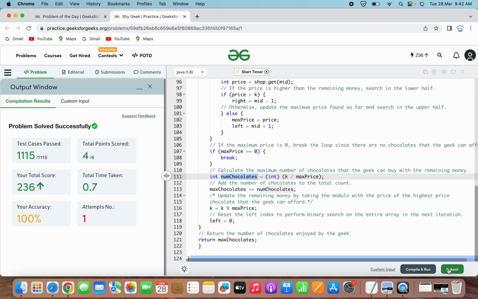If he has that much money in his pocket and if that many chocolates are available in the shop, then at max it can go up to 50 times. So that's why the total time complexity is in the order of big-O of log n into minimum of 50 and n. That means whatever is n, either it is 50 or the number of chocolates present in the shop. So big-O of log n into minimum of 50 and n.